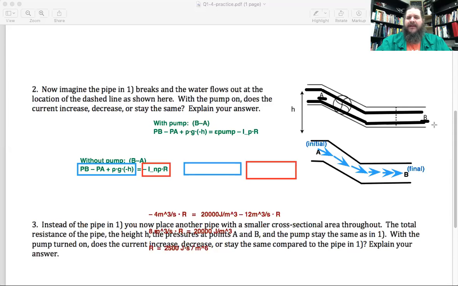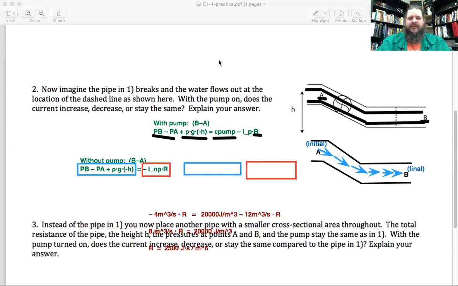And since A and B right now have the same cross-sectional area as each other, that means there's no difference in kinetic energy density. Location A and location B have the same fluid speed. They've got a difference in pressure, same difference in pressure as they did before. They've got the same difference in height as they did before. There's still a pump between them.